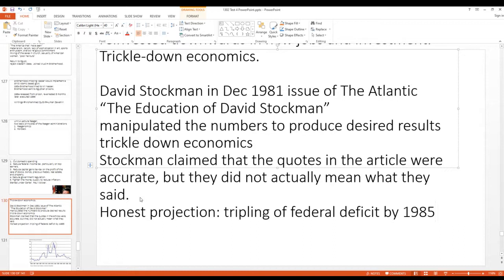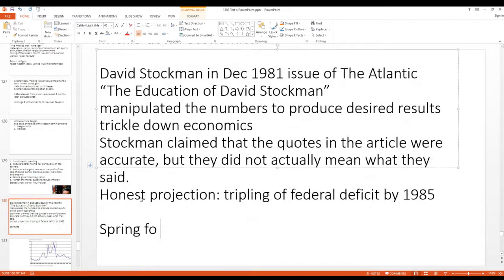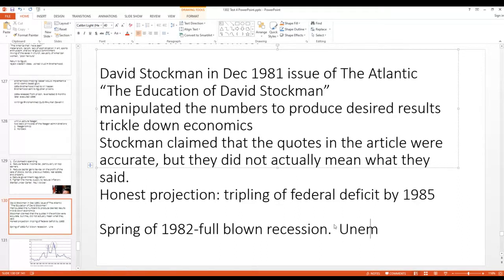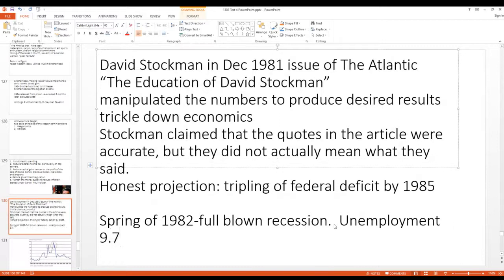This news led to a recession by January, certainly by the spring of 1982. The U.S. economy was in a full-blown recession. Okay, David Stockman's honest projection had caused Wall Street to panic. Bankruptcies were happening faster than they had happened during the last year of Reagan. Unemployment hit 9.7%. It was the highest unemployment since the Great Depression.